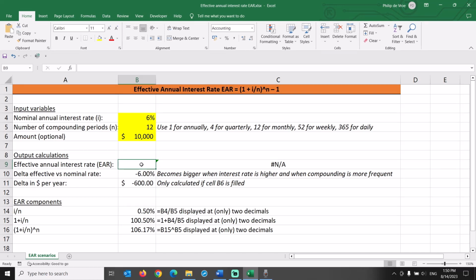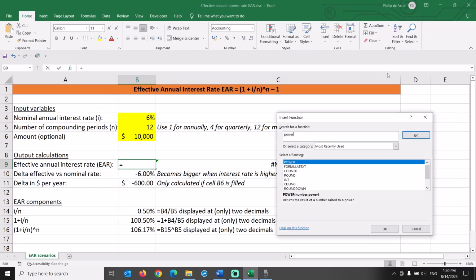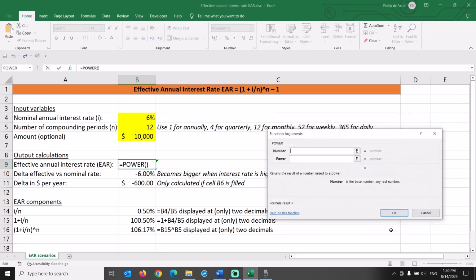We are going to input the effective annual interest rate calculation as an Excel formula in cell B9. In the Home tab of Excel, go to Insert Functions over here and select the Power function. The dialog box now guides you through the steps. The number that we want to raise to a power is 1 plus i divided by n. In Excel you need to refer to the cells in which the data resides: 1 plus cell B4 divided by cell B5, to the power B5.